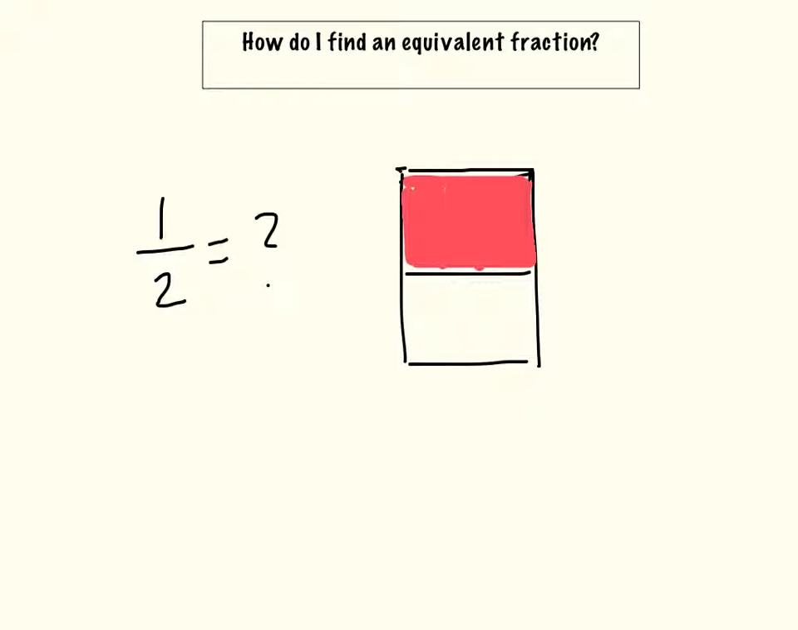So the question is, how do we find an equivalent fraction? Well, here we have a fraction, and that fraction is 1/2. And we know it's 1/2 because the shaded area is half of the whole area. One of the two pieces there are shaded in.